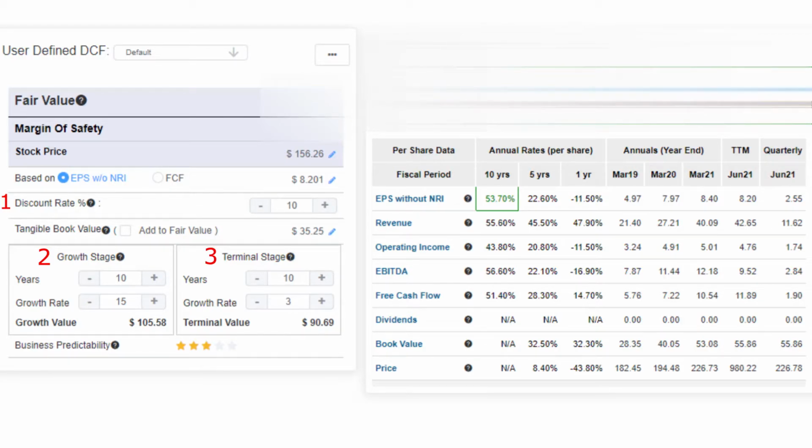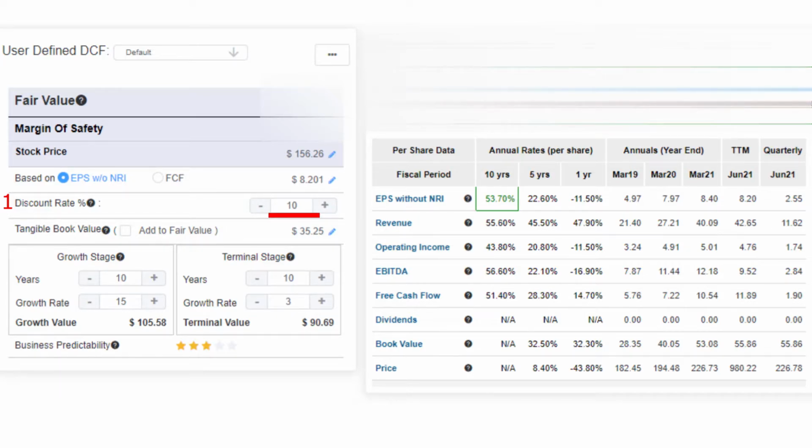And there are 3 different estimations that you have to make when valuing a company. The first one is the discount rate. Today we are going to use a 10% discount rate, and the reason I chose this, just for an example, is that it's the average return for the S&P 500.